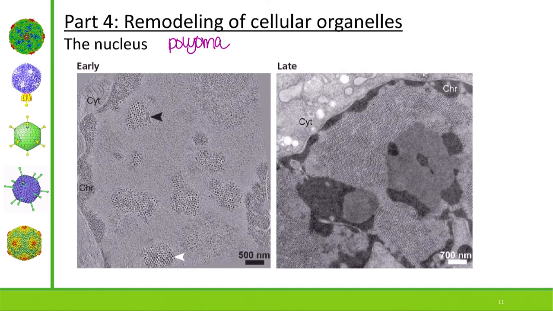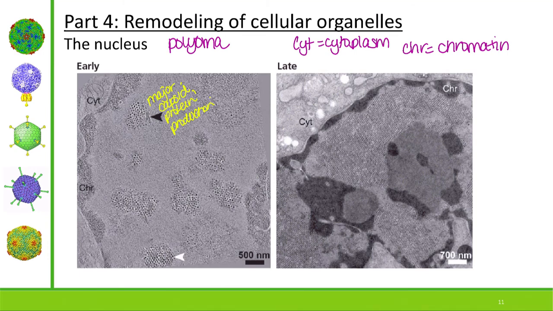So for the polyoma virus, on the left, we have early infection. On the right, we have late infection. The CYT stands for the cytoplasm, and the CHR stands for chromatin. So early on in infection, here where this black arrow is, this is the production of the major capsid protein. So let me pick a bright color here so I can write this. Major capsid protein.